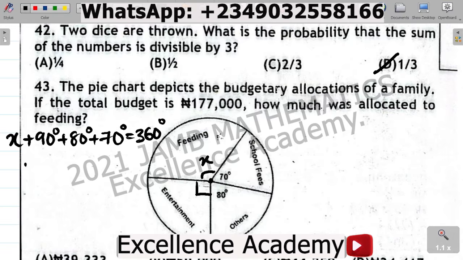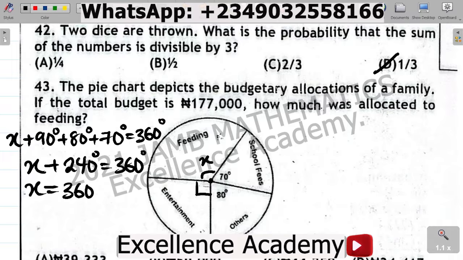All right. We have X. You do 90 degrees plus 80 degrees, that gives you 170 degrees, plus 70 degrees, that gives you 240 degrees. So X plus 240 is equal to 360 degrees. To get X, move this one over here. So X will be equal to 360 degrees minus 240 degrees. And of course, X will be equal to 120 degrees. So first things first, let's get the value of X as 120 degrees.